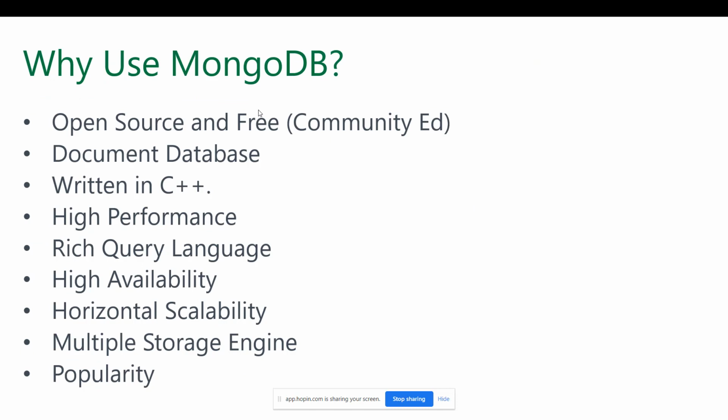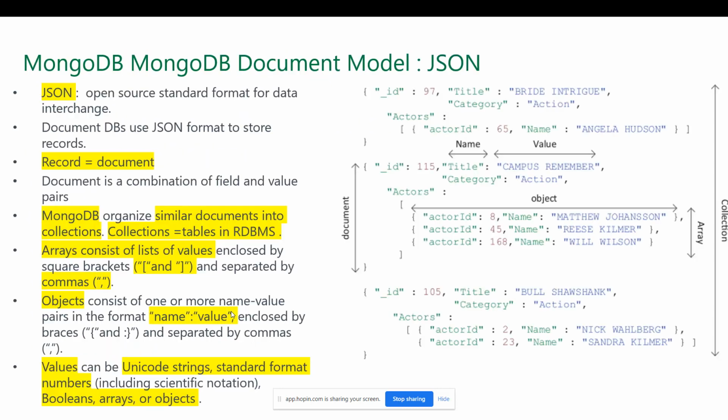So why should we use MongoDB? You see, it's very popular. It's open source and written in C++. It's a document database, usually high performance. Its language is very rich, we'll see it. It has a high availability feature. Horizontal scalability, it means you can scale it more and more by adding more and more computers. We have multiple storage engines, though we usually use only one main engine, and its popularity.